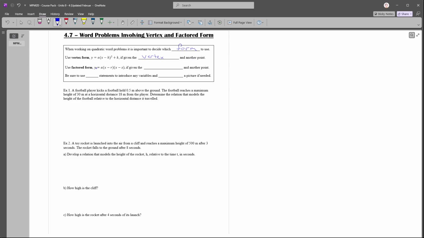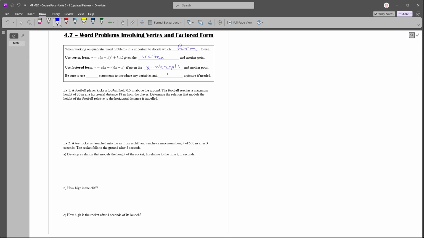Now, when are we going to use factored form? Well, remember what factored form is. Y is equal to a times x minus r times x minus s. R and S represent our x-intercepts. So we're going to use the factored form if we're given our x-intercepts. And again, at least 1 point, which may or may not be hidden in the question.